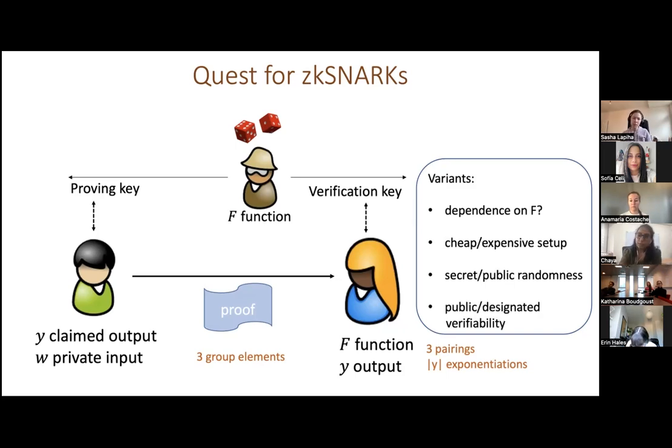And we can also think about zkSNARKs that have designated versus public verifiability. For most of the talk today, we can assume we have public verifiability. So this is about whether there is a secret involved in the verification or not. If the verifier needs a secret in order to verify, then it's a designated verifier zkSNARK. If it does not, then what we get is a publicly verifiable zkSNARK.